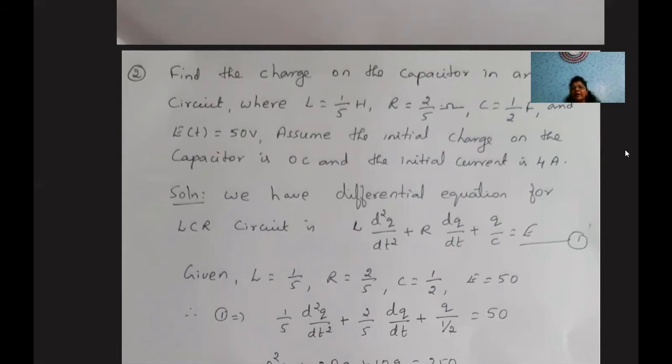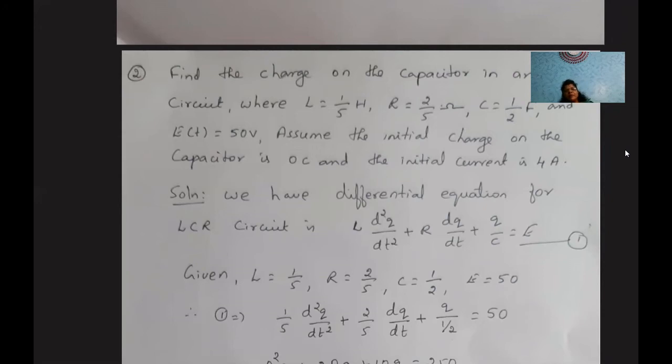Find the charge on the capacitor in an LRC circuit. Same, we have to find the value of Q given L, R, C and E. These 4 values they have given. The condition is: assume the initial charge on the capacitor is 0 coulomb and the initial current is 4 ampere.